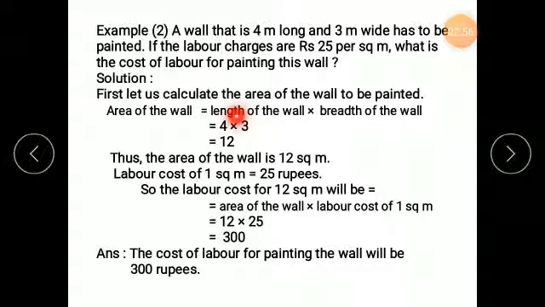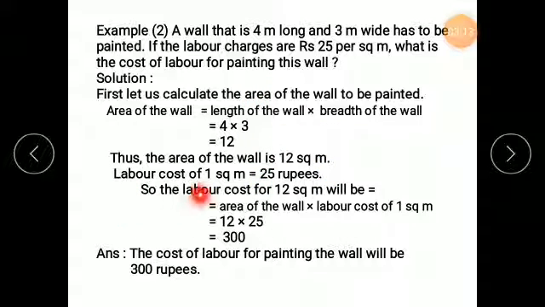So now see, the area of the wall we have to find out. Now what they have given, length and breadth of the wall has given. So area of the wall is equals to length of the wall into breadth of the wall. So it will be 12 square meter. Now why is it meters? All the length and breadth is in the meter, hence its area will also be in the square meters.